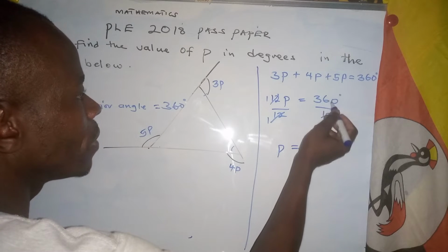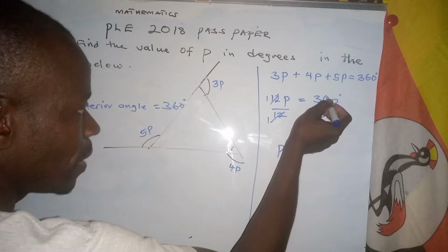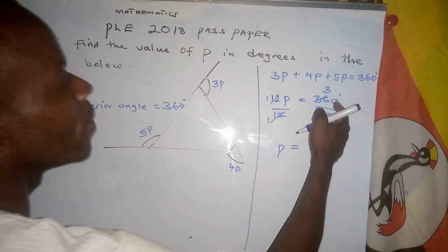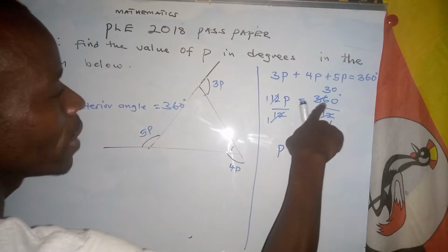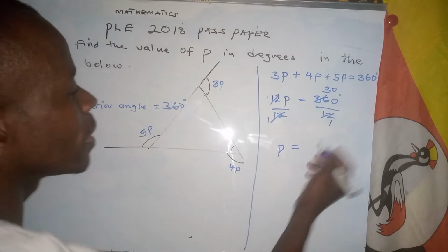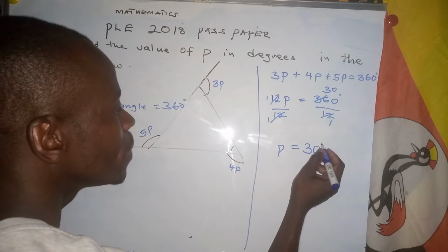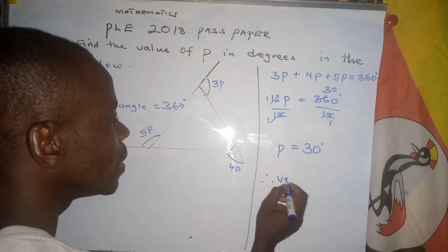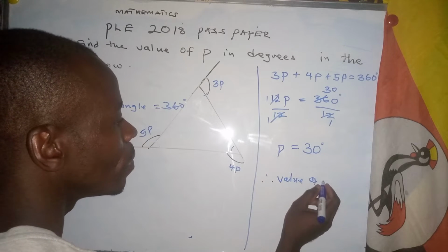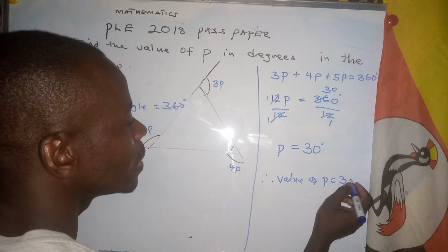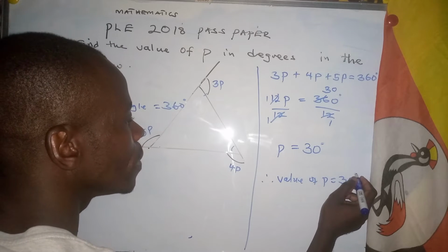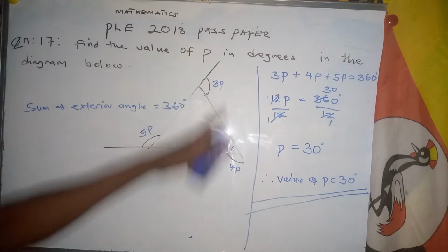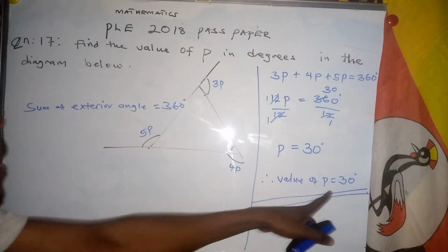360 divided by 12: we can start with 36 divided by 12, we get 3, like this, with 0, that is 30. So 360 divided by 12, we get 30. Remember to put degrees because you are looking in degrees. Therefore, the value of P equals 30 degrees. First they said to find the value of P. The value of P is 30 degrees.